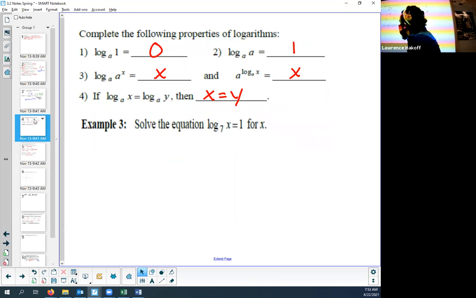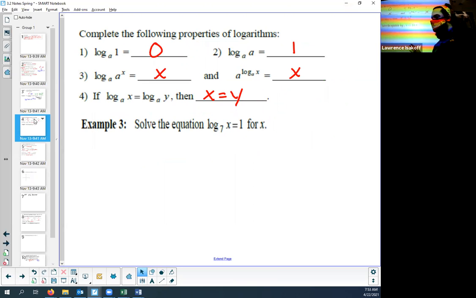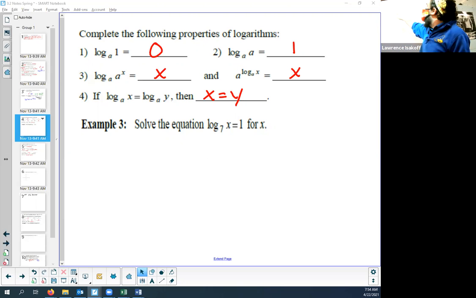Well, let's take a look at some basic rules of logs. Log base A of 1 is 0, because anything to the 0 power is 1. That's just the reverse of that idea. So our next rule, if I have log base A of A, that is also just 1.